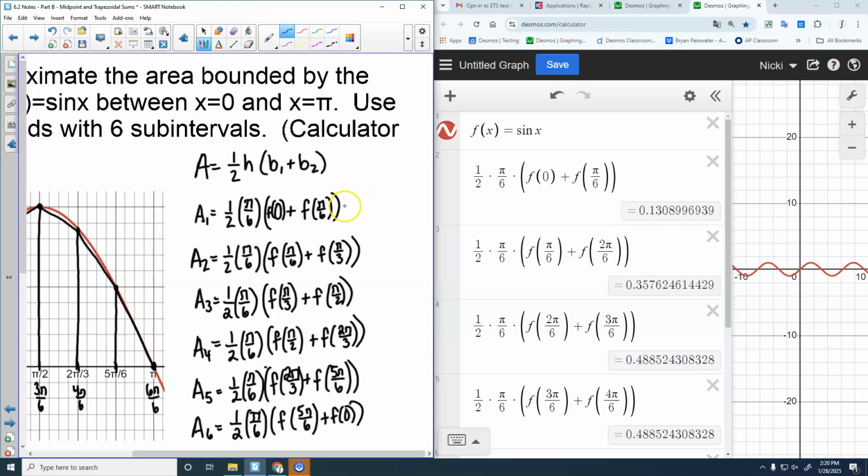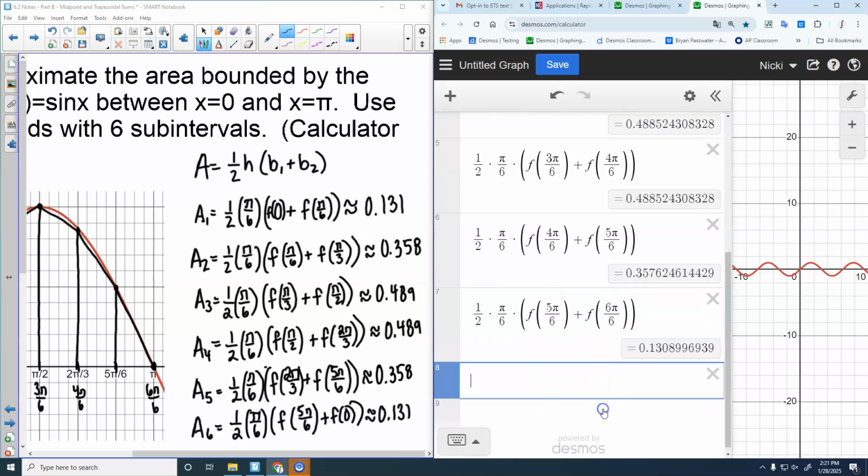Instead of writing them all down, I'm going to write down a few. So I got 0.131. I've got 0.358. In real life, you probably should not round all these. You should add the whole things together. I've got 0.489. Then this starts to repeat because this is symmetric. I got 0.489. I got 0.358. And I've got 0.131. So I would take all of those and add them together.